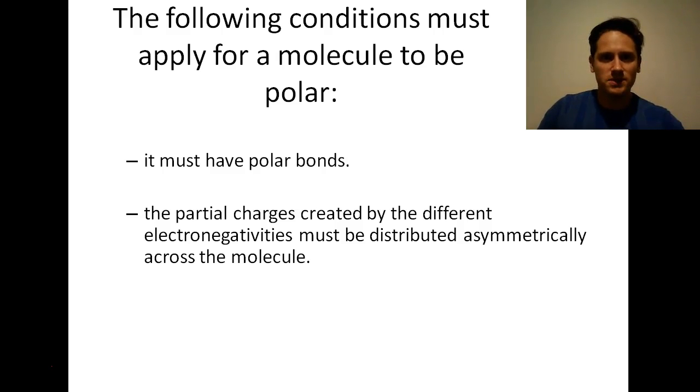So the conditions that must apply for a molecule to be polar. First of all, it must have polar bonds. So if there's no polar bonds within the molecule, it's going to be a non-polar molecule all the time. The second criteria is the partial charges created by the different electronegativities must be distributed asymmetrically across the molecule. Asymmetrical. So what does that mean?